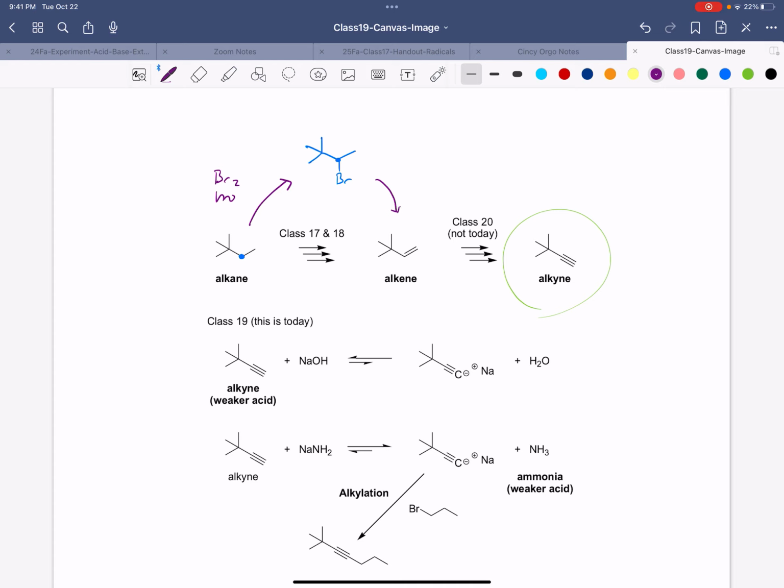We do an elimination, a beta hydrogen elimination. This is review, or it should be review. I'll give you another day or two to look at class 17 and 18. We need a strong base for the beta hydrogen elimination. We could choose NaOH.